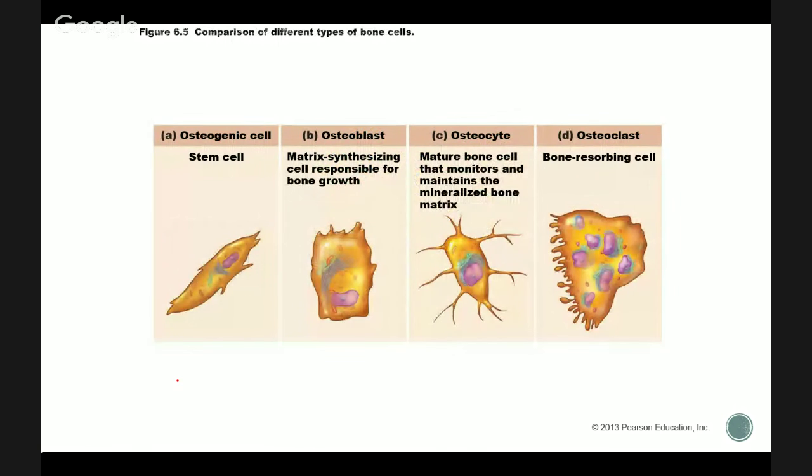Okay, so I mentioned the osteocyte as the bone cell. That's the mature bone cell, as we see here. But we've got some other bone cells. We have an entirely different bone cell here called the osteoclast. We'll talk about that in just a little bit.